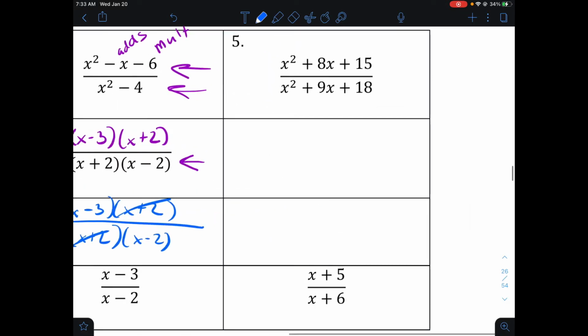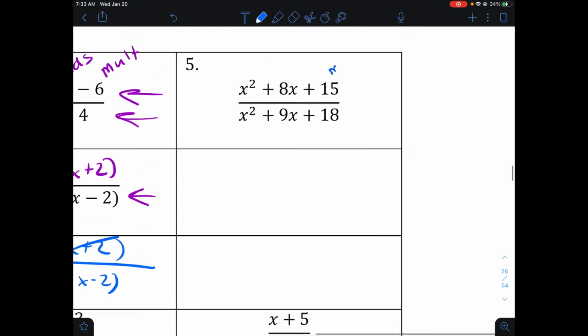All right. Now, let's go ahead and try number 5. Again, we need to factor the top and we need to factor the bottom. For the top, we need to figure out what multiplies to give us 15 and adds to give us an 8. I want you to think about how you could factor this top expression. What multiplies to give you 15, adds to give you 8? I want you to factor this expression.